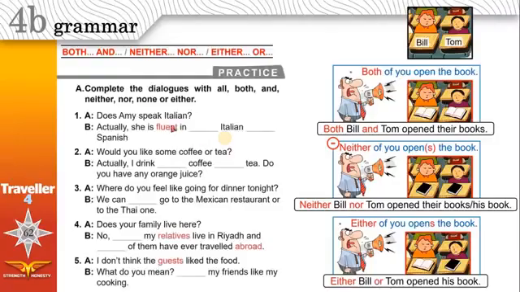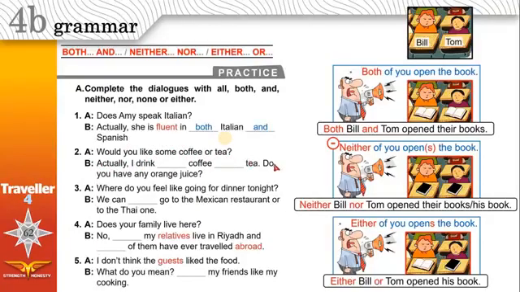Let's practice. Complete the dialogues with all, both, neither, nor, none, or either. Does Amy speak Italian? Actually, she is fluent. She speaks very well. Italian, Spanish. We have two. That means we can't use all, we can't use none. She is fluent, she is very good. That means we will use both. With both we use and. Italian and Spanish.